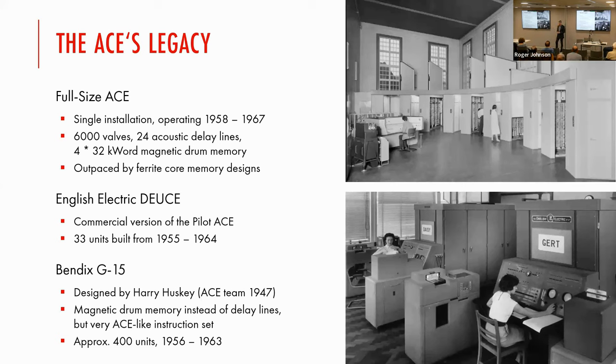Harry was a member of the ACE team for a year as a visiting scientist, went back to the US professorship, and he took a mandate to design a small self-contained personal computer, which ended up being the Bendix G15. It used magnetic drum memory instead of the mercury delay lines, but otherwise was very similar to the ACE, the instruction set and the network. And that one sold about 400 units. So this way of coding did become somewhat popular.